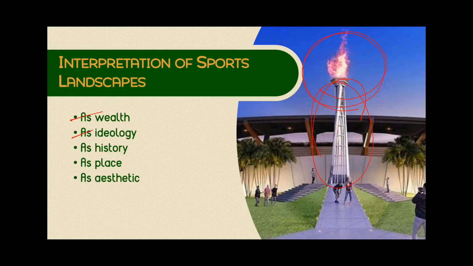Although of course we have a lot of issues in relation to corruption, and that will also be attached to this specific area for eternity, I think. Next, we have sports landscape as history. So the present-day landscape of sport is a result of cumulative processes of historical evolution.